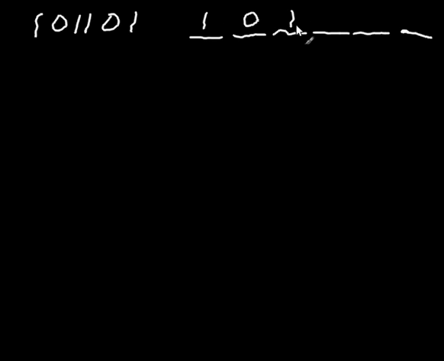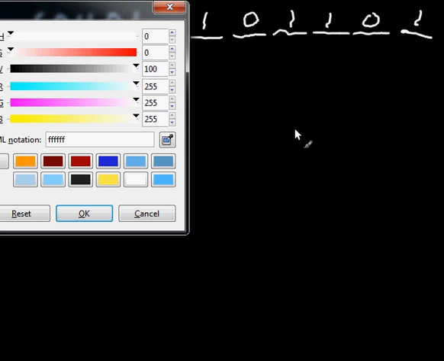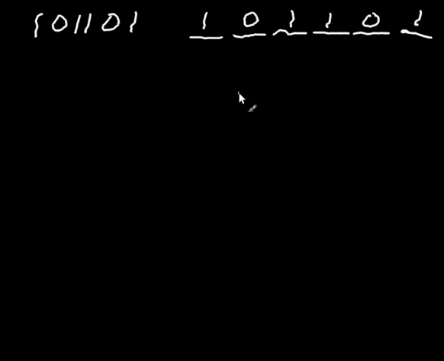1 0 1 1 0 1. And just to make this a little easier to see, I'm going to put what place each of these is in. We start from 0 and we work from right to left. So start from 0, we go to 1, 2, 3, 4, 5. Why do we start at 0?